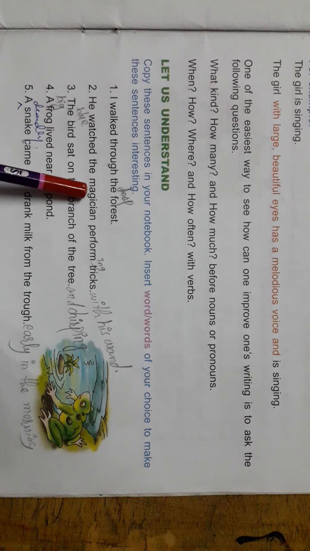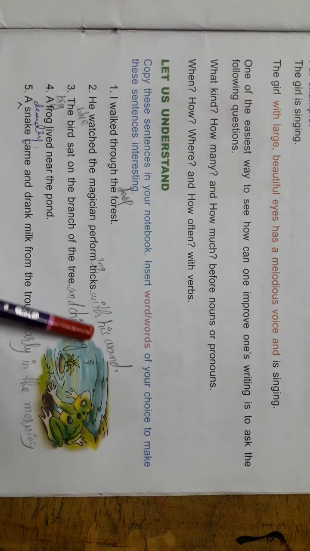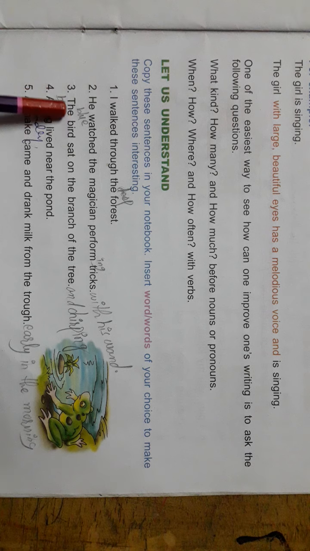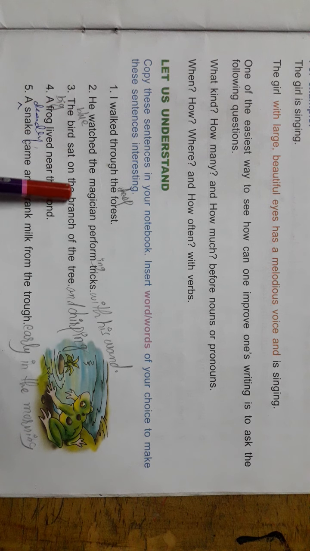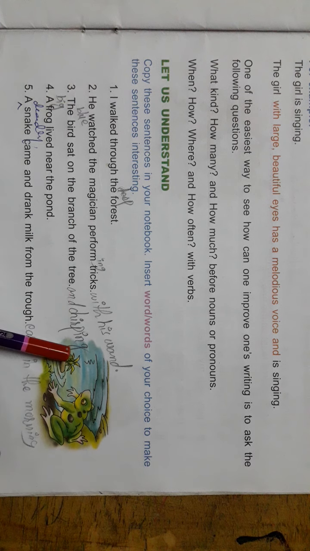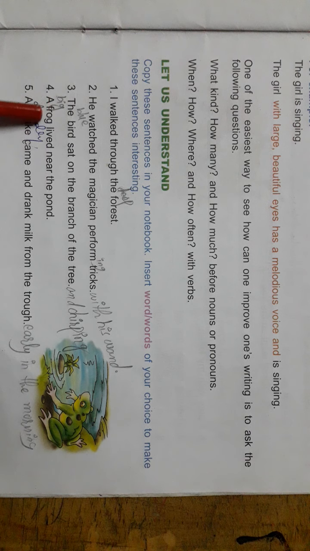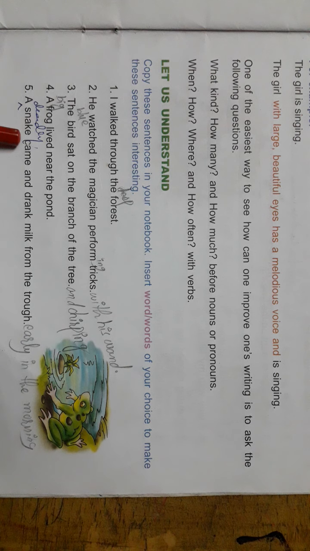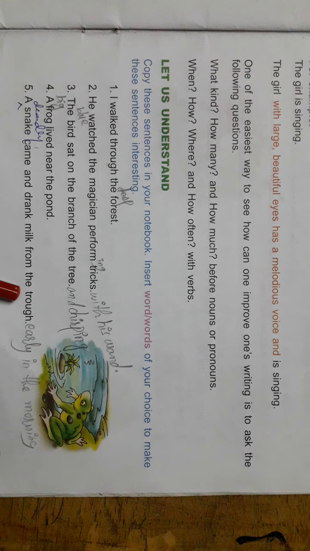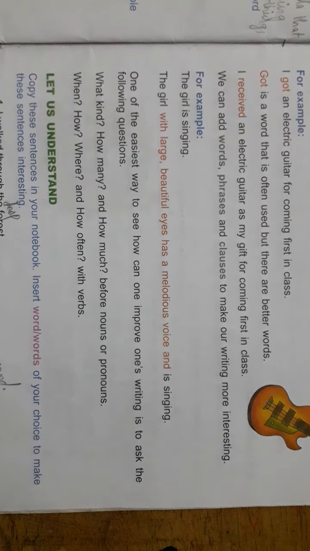He watched the magician performing tricks with his wand. Third one, the bluebird sat on the branch of the tree. And we can also change it like, the bluebird sat on the branch of the tree and chirping. A big frog lived near the pond. We can also write it like, a big frog lived near the marshy pond. And the last one, a deadly snake came and drank milk from the trough early in the morning. Turn the page.